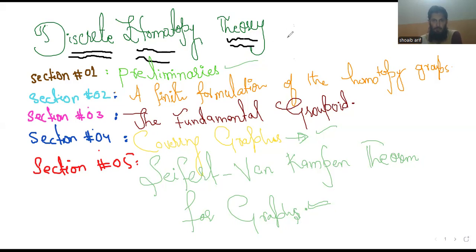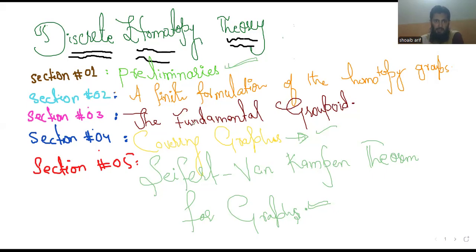Today I am going to give the first lecture of Discrete Homotopy Theory, to compute the fundamental groupoid or fundamental group in Discrete Homotopy Theory. Okay. So we will discuss five sections in this lecture series. First section, preliminaries, and in the second section, we will discuss the finite formulation of the homotopy graphs.